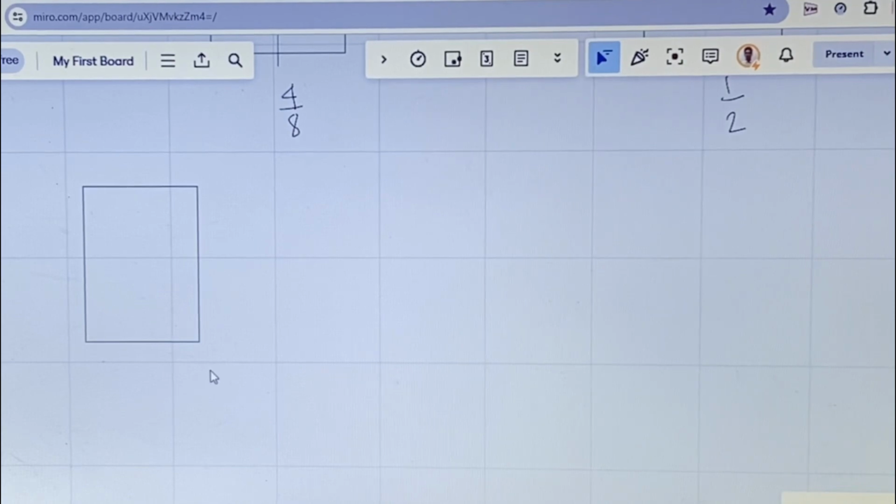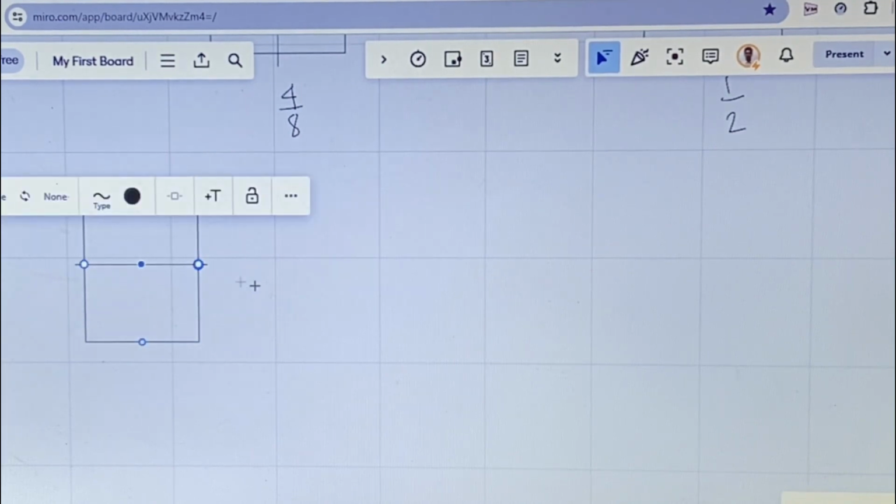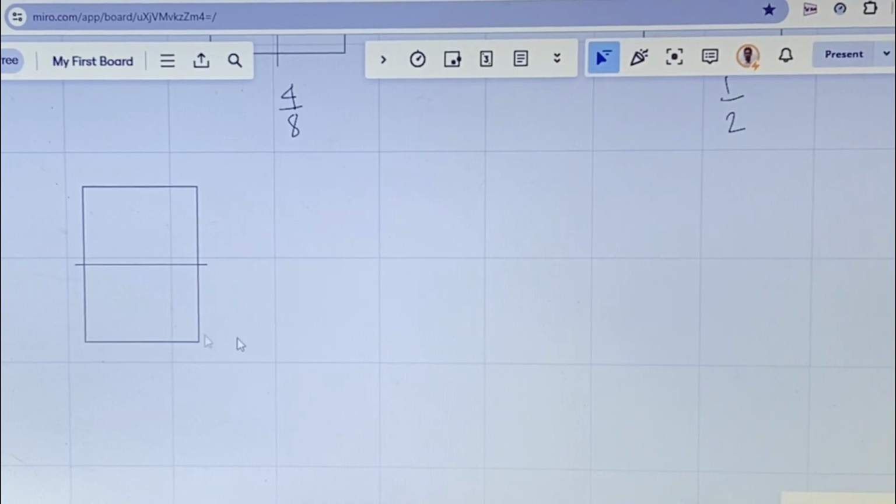Now let's talk about equivalent fractions. Let's say this one is divided into 2 parts. Imagine this is a chocolate. Right now, it's divided into 2 parts. So let's say we shade this part, the upper part. The shaded part is called 1/2.